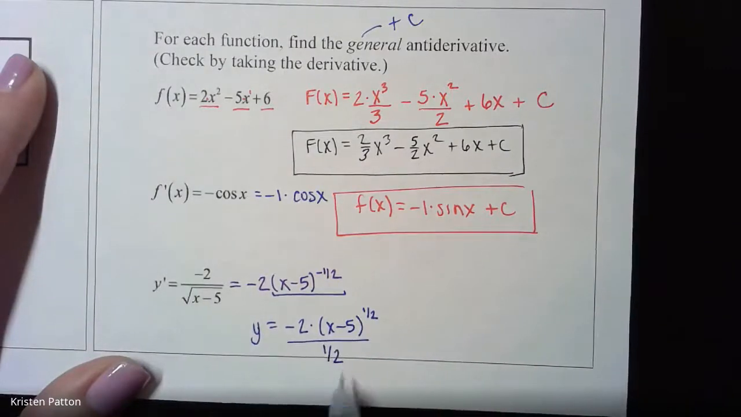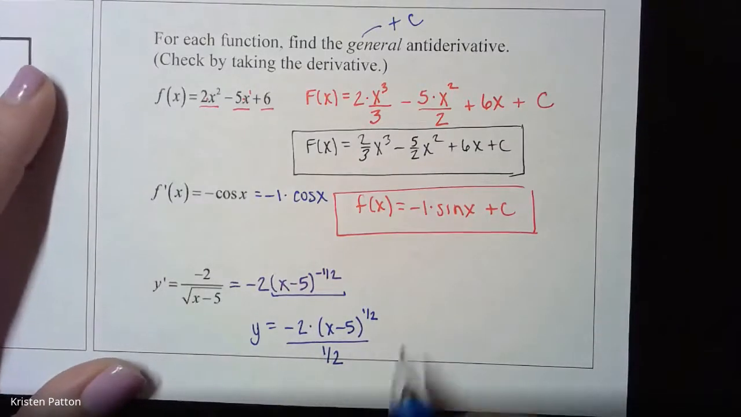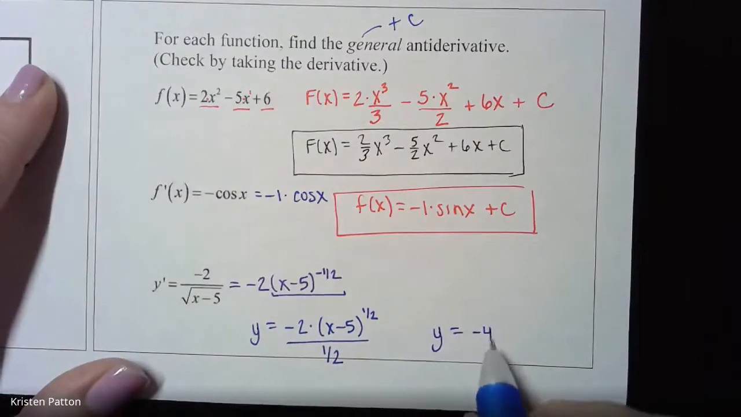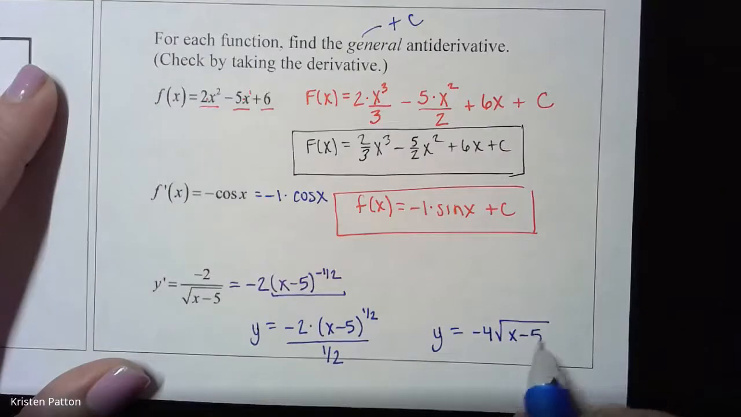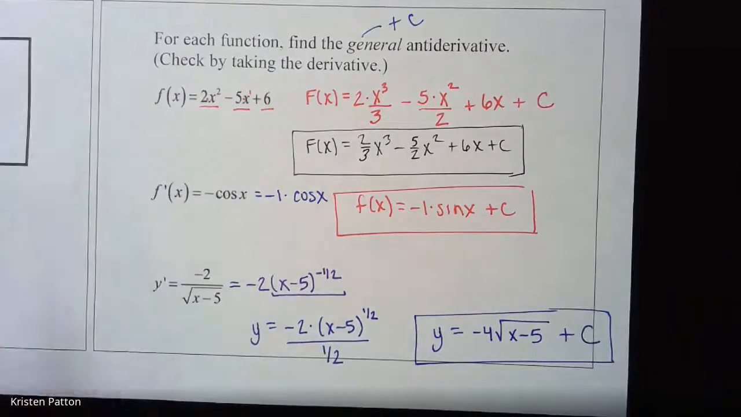And then we need to divide by that new power. Dividing by 1/2 doesn't look so hot. Maybe we should think of multiplying by 2. Same thing, right? So how about -4 times the square root of x minus 5? Whoops, and I almost forgot. Plus c. So what I did at the end, you don't have to do.